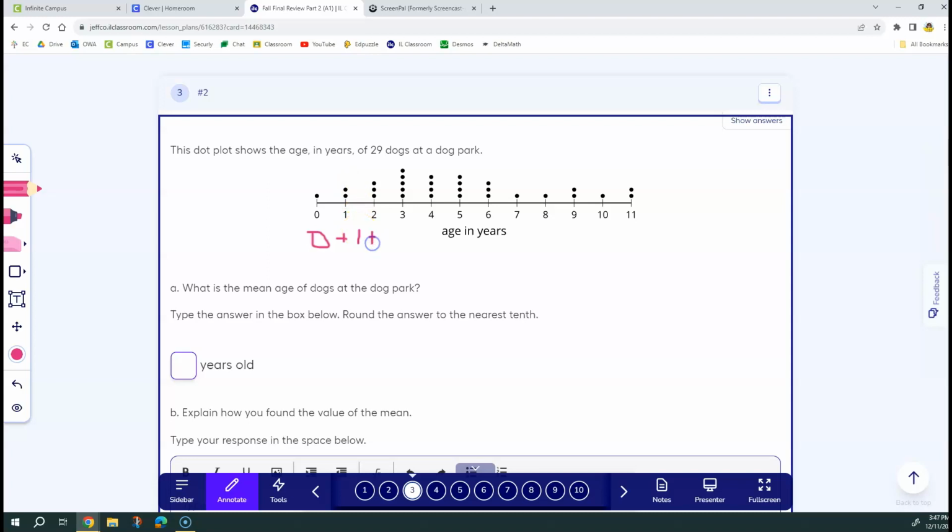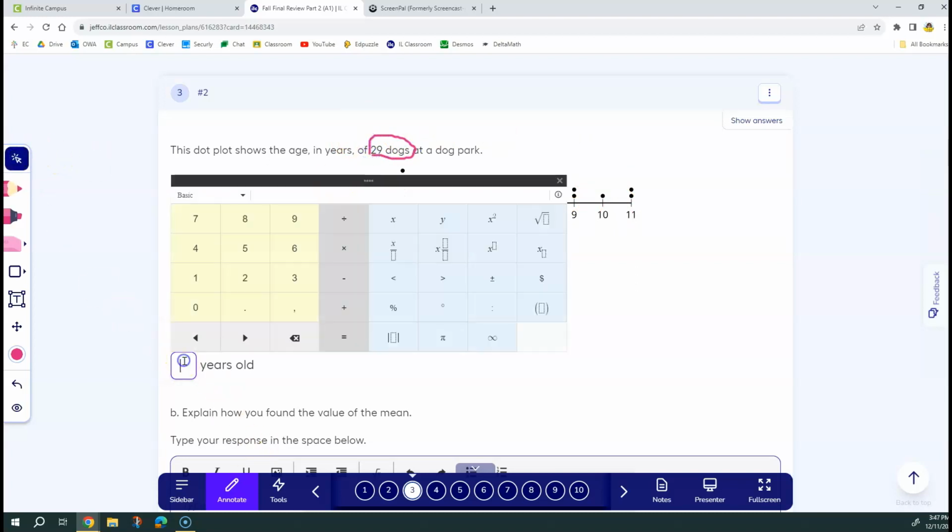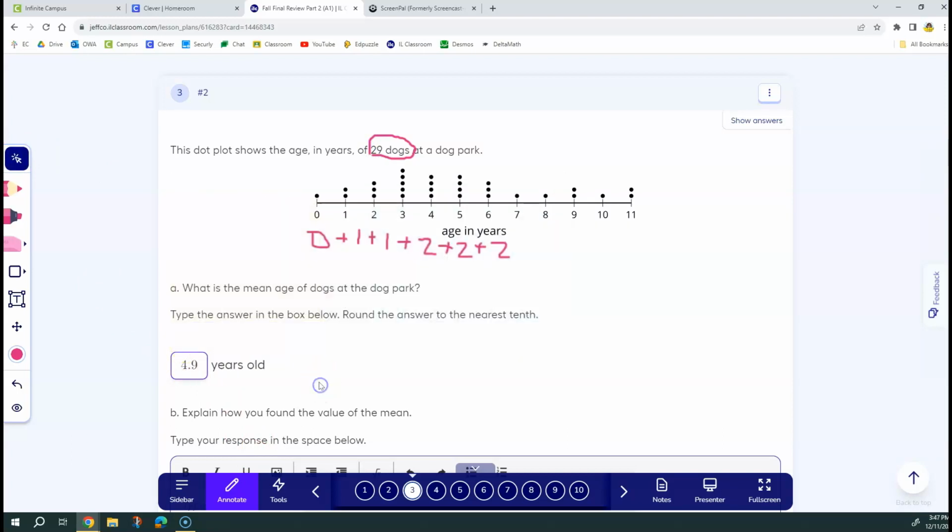So we've got +1 +1. Okay, 3 dogs that are 2 years old, +2 +2 +2, and so on and so forth. Yes, there are other different ways that you could put this in the calculator. But when all is said and done, once you've added up all of the ages of all 29 dogs, then you divide by the number of data points, which is 29. And when you do that, you get an answer of about 4.9 years old.